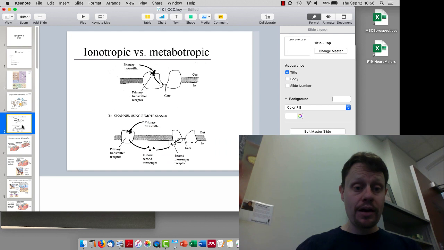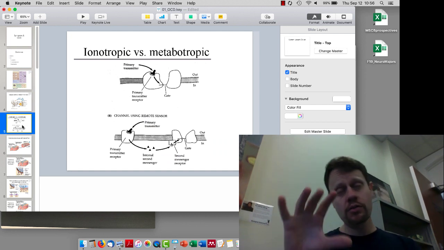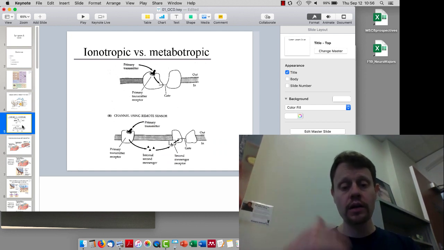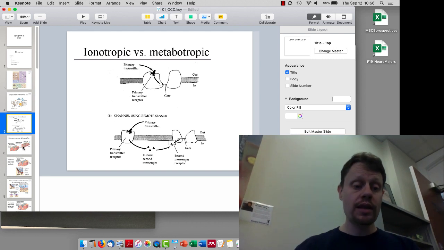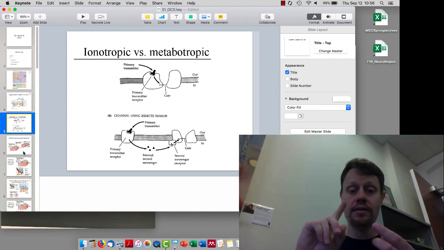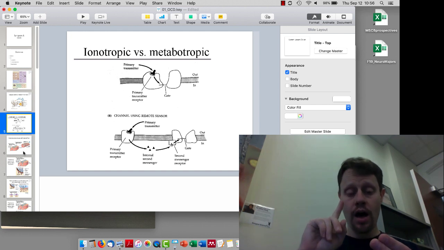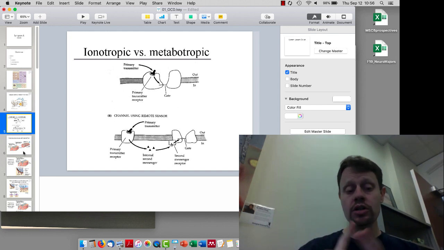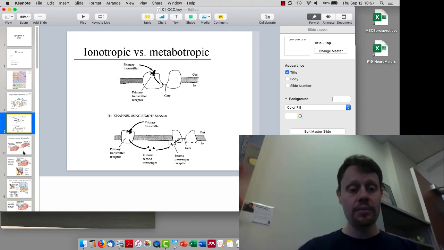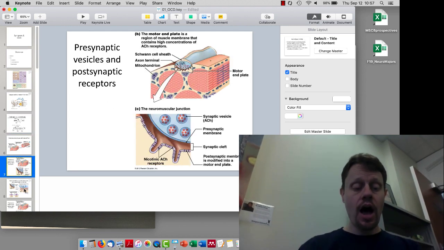Glutamate, GABA, and acetylcholine, at least at the neuromuscular junction, all act as ion channels, so they allow ions to flow through. For glutamate, it's sodium coming in. For acetylcholine at the neuromuscular junction, it's also sodium coming in. For GABA, it's chloride coming in. So that makes the GABA inhibitory and the other two excitatory.